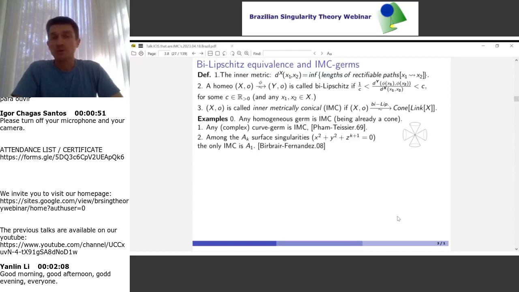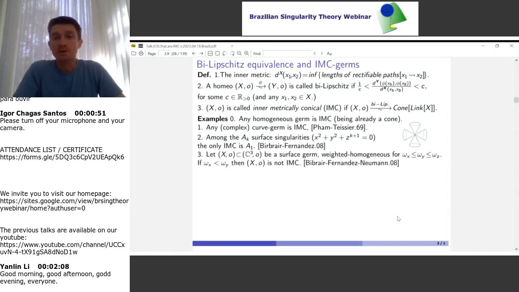Now, somehow it appears that the more serious singularities were not known to be IMC, not checked, not verified. At least I don't know the references. And probably the first cases were considered by Lev and Alexandra. So among complex surface singularities in C3, if you consider the A_k type, then the only inner metrically conical one is A1. So maybe it's somehow discouraging, that of the whole infinite series of singularities, only the first is inner metrically conical and all the rest are not.